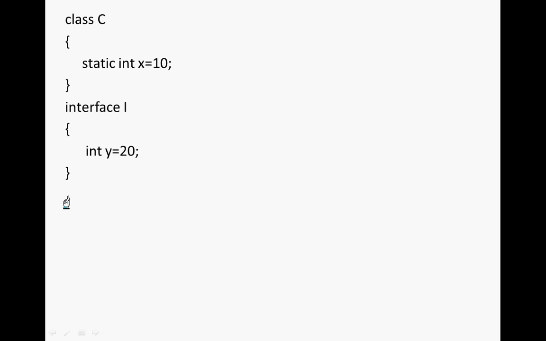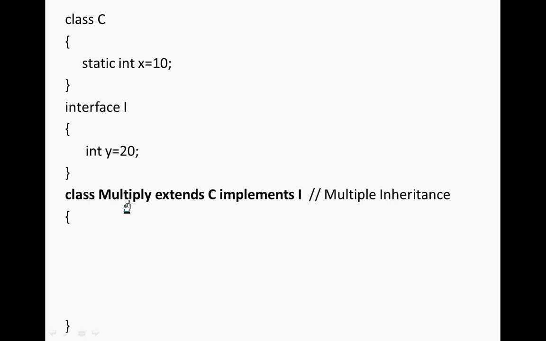Now we are going to define a derived class, namely multiply. Who is going to inherit? Class C. If it is a class, what will be the keyword here? Yes, it is extends. What about I? I is an interface. When we are inheriting an interface, the keyword is what? Implements. Now we are going to define our main method, public static void main, with an array of string objects as argument.